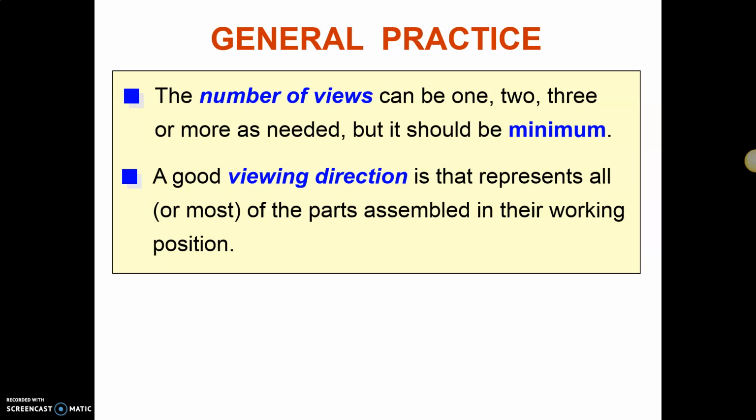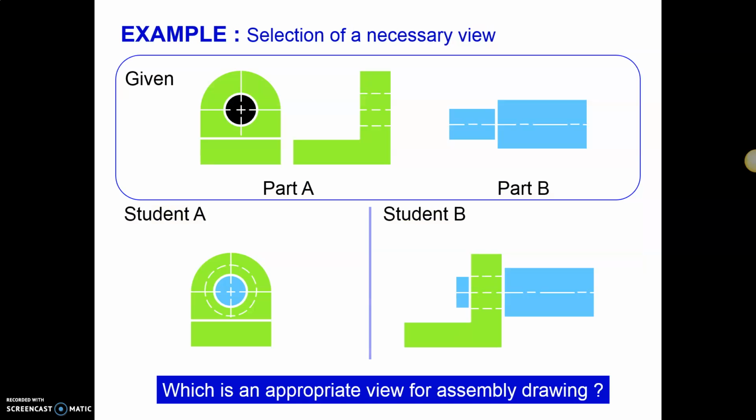I can show you in the practice here. So if you were given part A and part B, which one do you think is the good assembly drawing, whether A or B? So here we have B as the better view for the assembly drawing, because it shows different parts, part A and part B, of the assembly drawing, compared to A, where we only show part A.